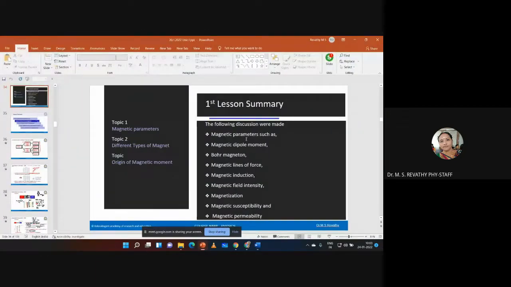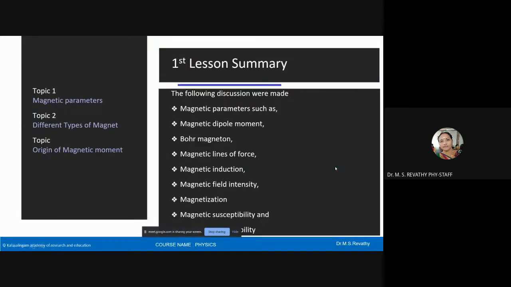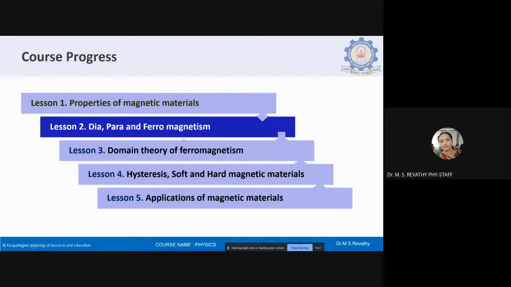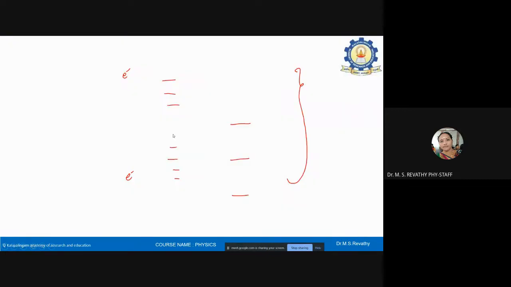Okay. So this was the previous lesson we have seen: magnetic parameters, magnetic dipole moment, Bohr magneton, magnetic lines of force, magnetic induction, magnetic field intensity. Magnetic field intensity and magnetic field are both the same. Intensity of magnetization, susceptibility, and permeability. These are the important topics we have seen so far. Next, we are moving to the next lesson: dia, para, and ferromagnetism.